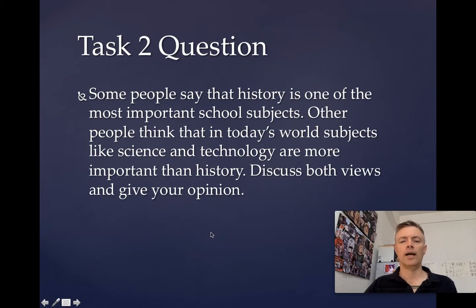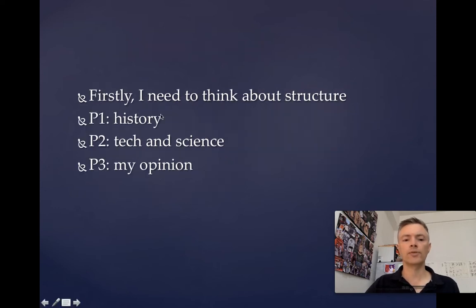So actually when I see the question, even as a native speaker, I think, I'm not really sure what the answer is actually at this point. So the first thing I will do is think about the structure. Obviously there's an introduction here, and there's a conclusion here. Paragraph 1 is going to be about history, why it's important. 2, tech and science. Paragraph 3, my opinion. Okay, so there's the whole structure of the essay set out.